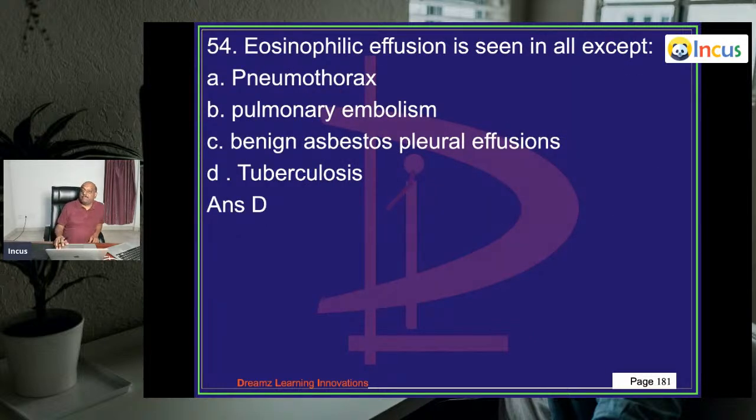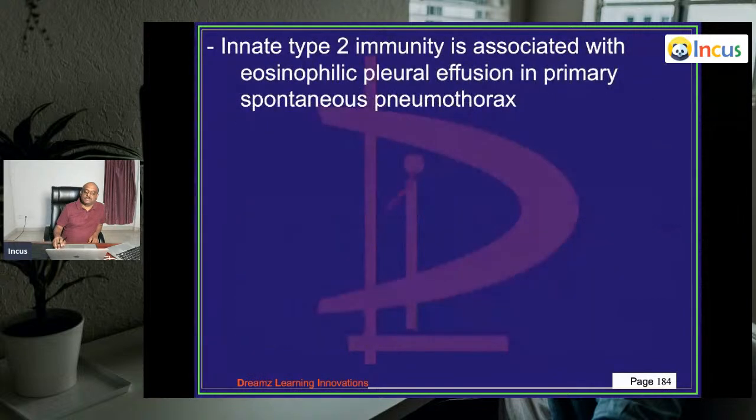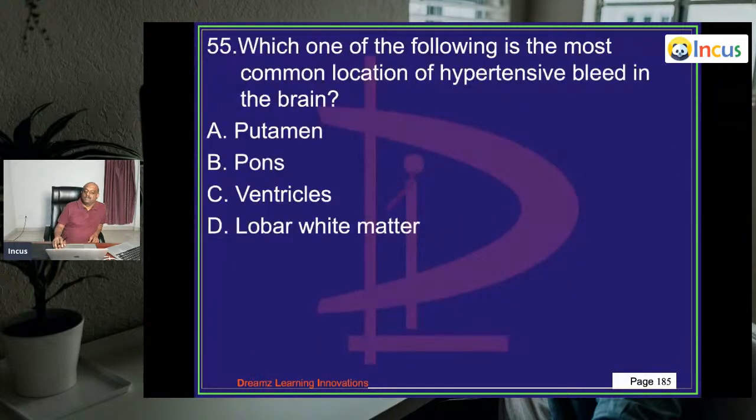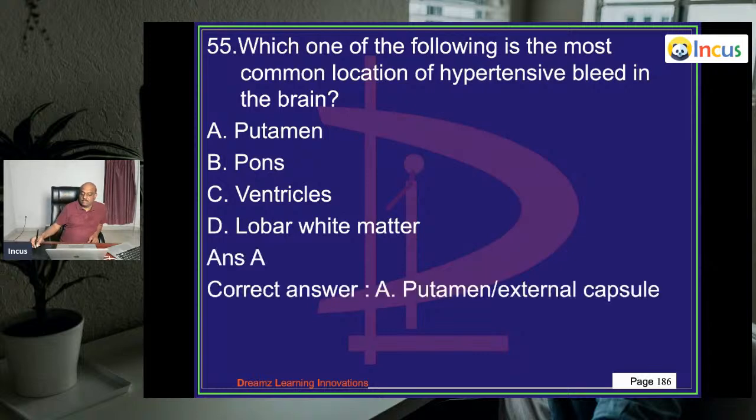Eosinophilic effusion: pulmonary embolism, asbestos, pneumothorax, anything of them can cause it. The most common location where you find the hypertensive bleed, doctor, is putamen.